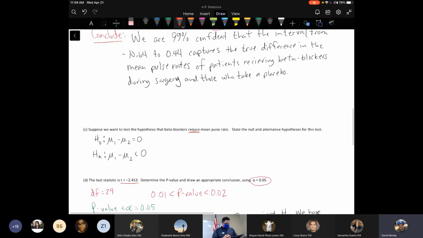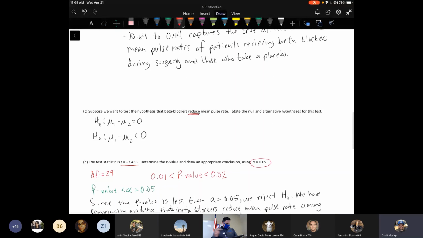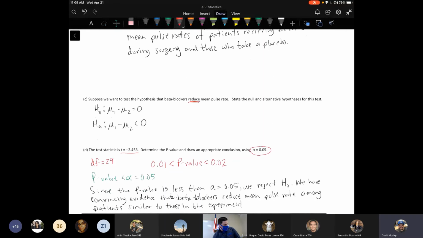And so then that brings us to the next couple pieces of our problem. We do have parts C and D. Which I need to use the scroll bar. That works. All right, so part C. Suppose we want to test the hypothesis that beta blockers reduce mean pulse rate. If we're assuming it reduces, we're looking for a smaller pulse rate. State the null and alternative hypotheses for this test.